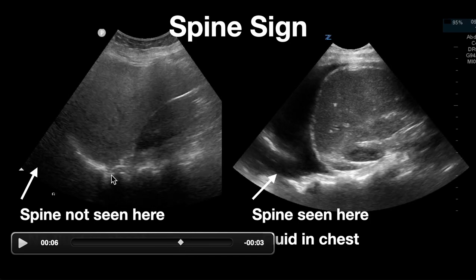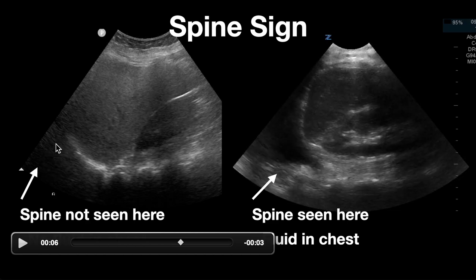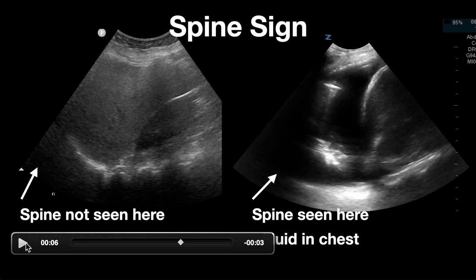If you look at the image on the left, we have lung in the way, and we don't see that spine creeping up into the pleural cavity because there's air here. Because there's air there, we can't see the spine, which tells us that there's no free fluid. So this is actually normal.